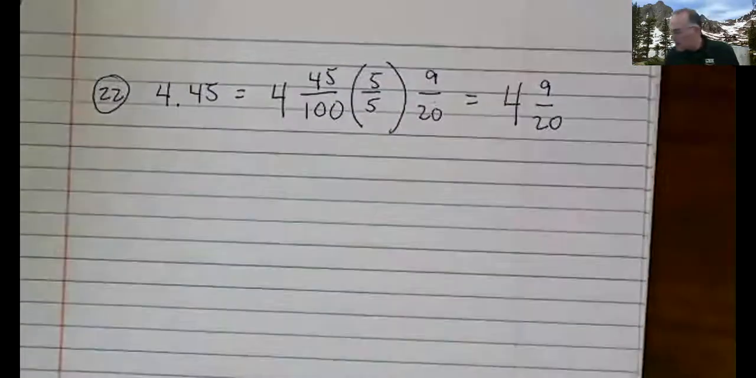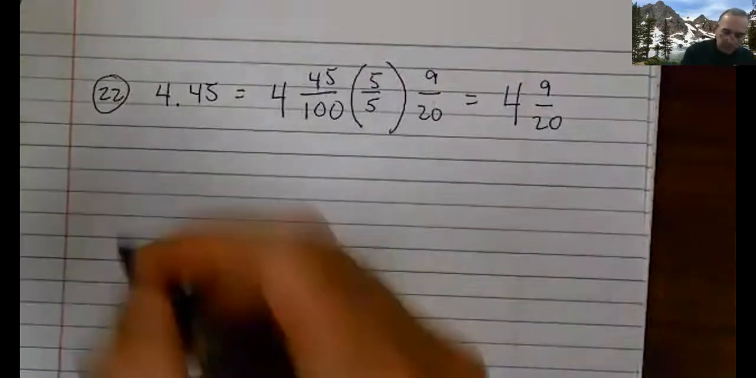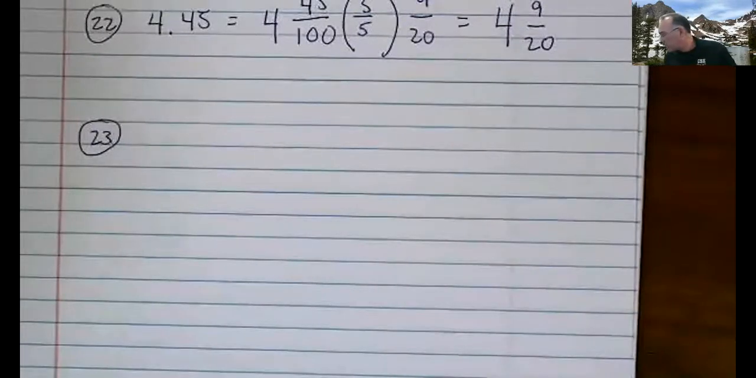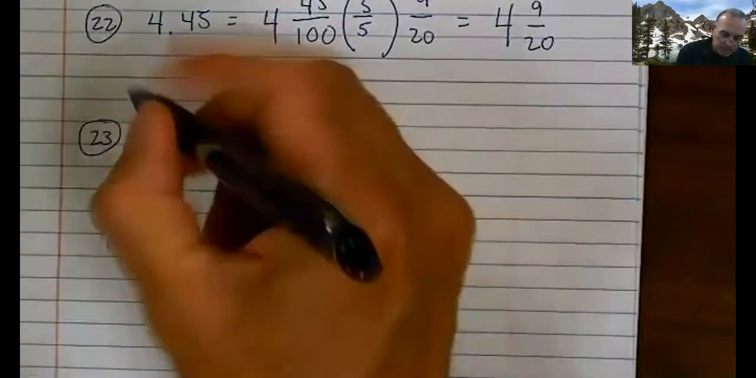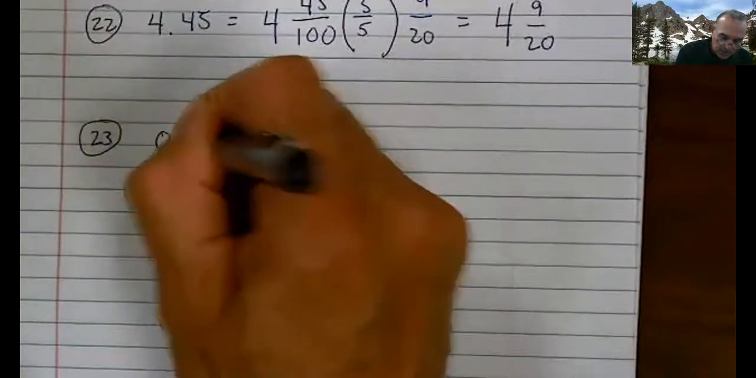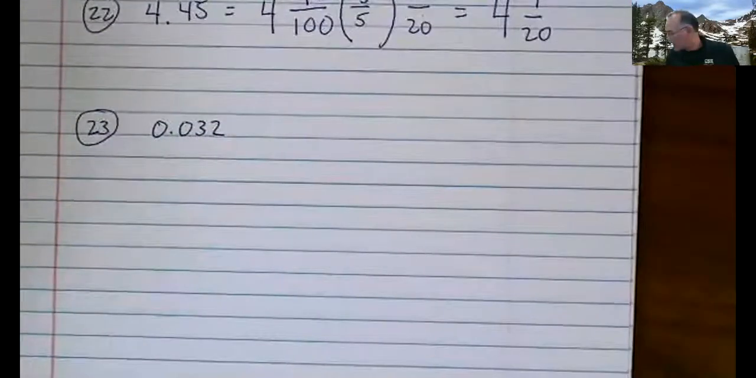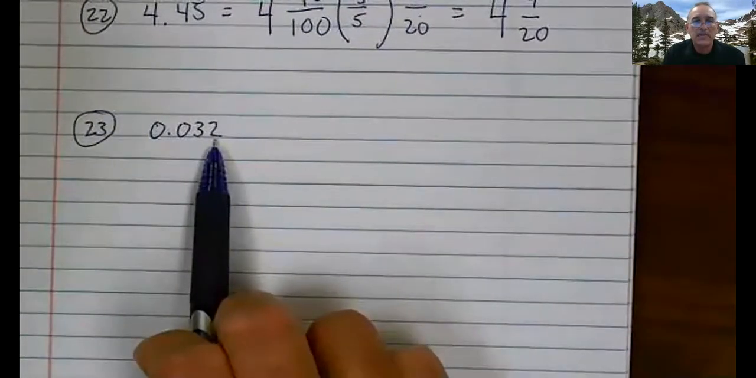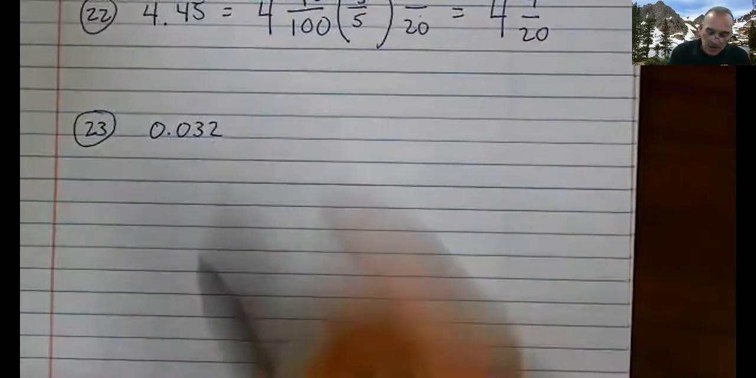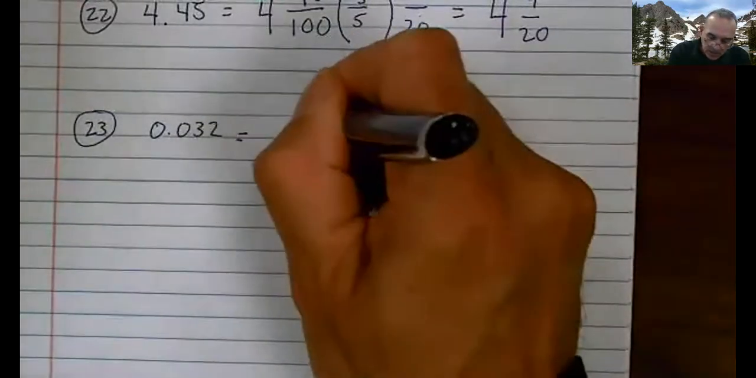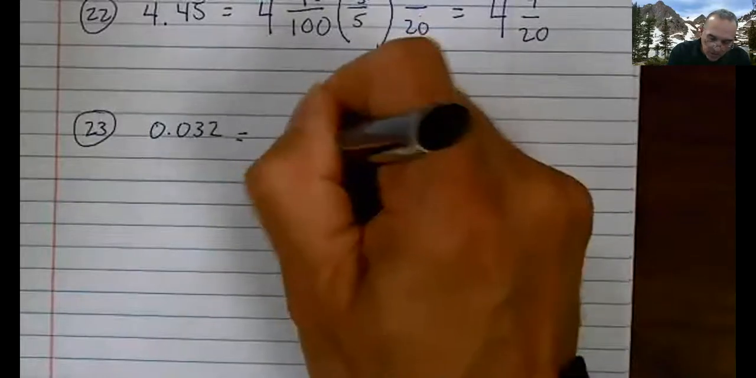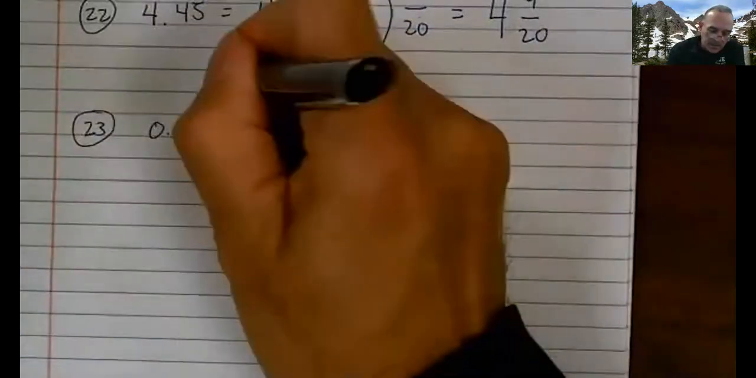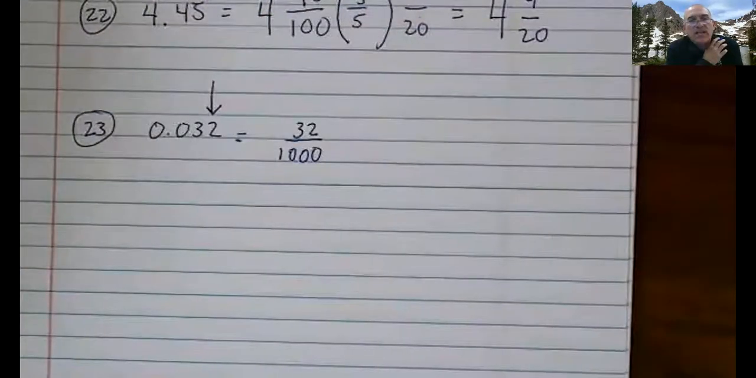Let us move on. Number 23. Let's do number 23. 23 looks like this. 0.032. Did I copy it correctly? I did. What is that place value? That is thousandths. So this is 32 over 1,000, correct? I know that because that place value is thousandths.